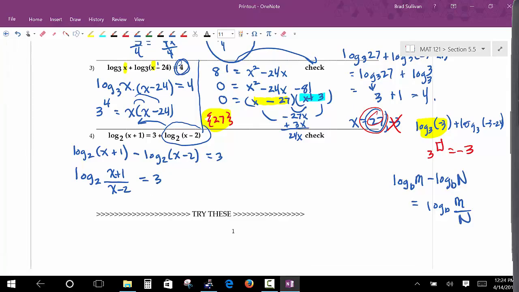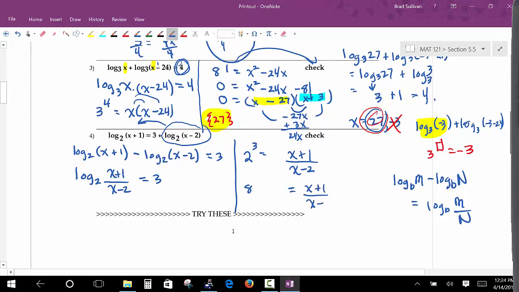Now what we're ready to do is write this in exponential form. So what is the base? 2. What is that raised to? What power? 3. Good. And then that's equal to x plus 1 over x minus 2, like that. Now we're ready to solve that equation, and that is a kind of equation we've learned how to do this semester. So 2 to the third is 8, and I'm going to show you how to finish this up like this. So what we have is an equation that's got fractions in it, right?